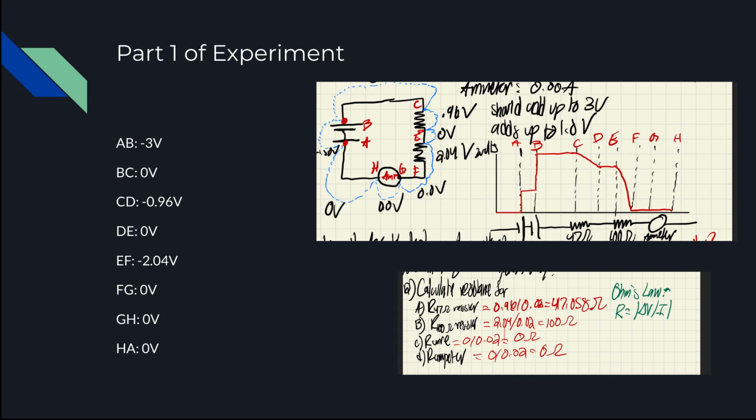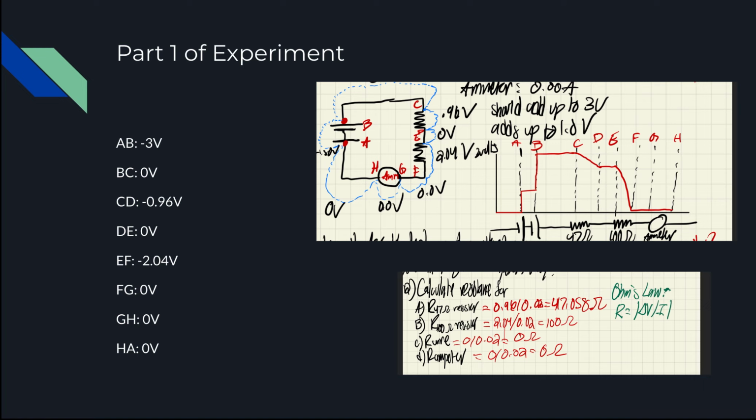Here's a continued part of Part 1 of the experiment. We were asked to evaluate the voltage at certain locations using the voltmeter. From A to B, which is the gap between the two batteries, it is negative 3 volts. Then from B to C it is 0. From C to D, which is the first resistor, it is negative 0.96 volts. From D to E it is 0 again. And then at the next resistor, it's negative 2.04 volts. The remaining parts of the circuit all add up to 0, which gives us a net of 0 volts.